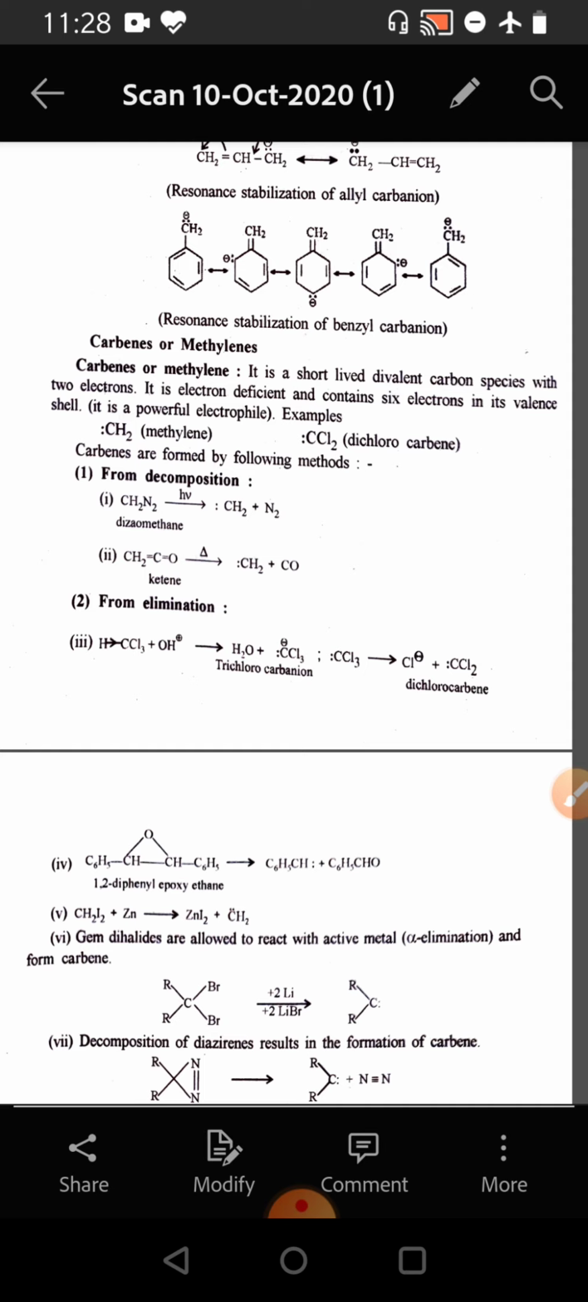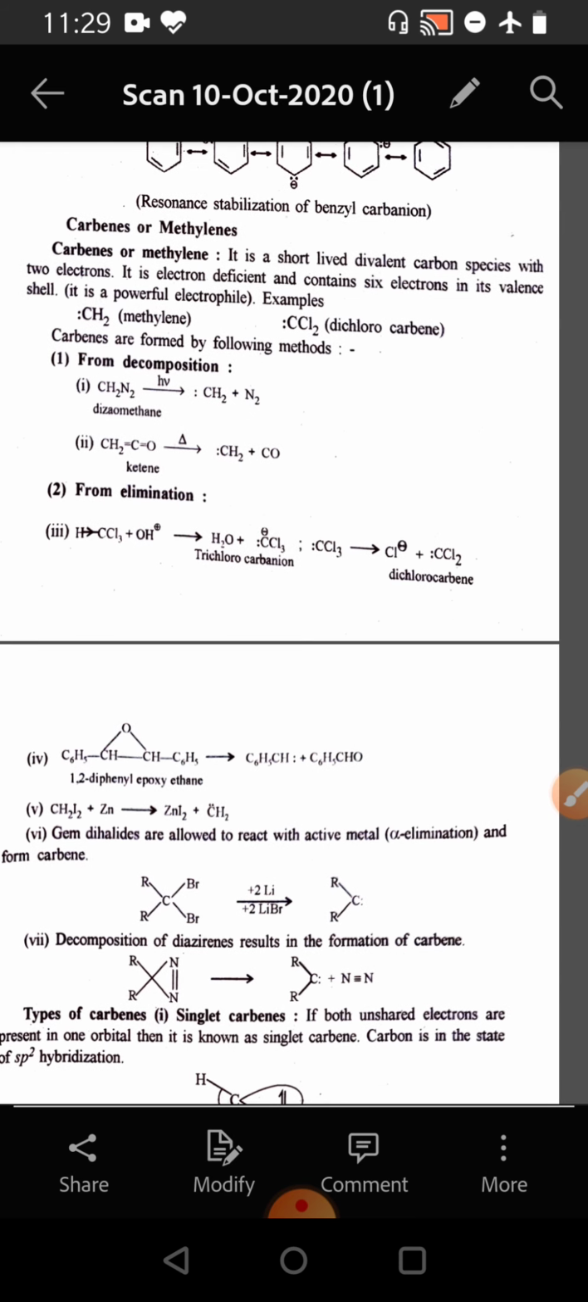Now we come to the next reactive intermediate, that is carbene or methylene. Carbene or methylene is a short-lived divalent carbon species with 2 electrons. It is electron deficient and contains 6 electrons in its valence shell. It is a powerful electrophile. For example, methylene and dichlorocarbene.